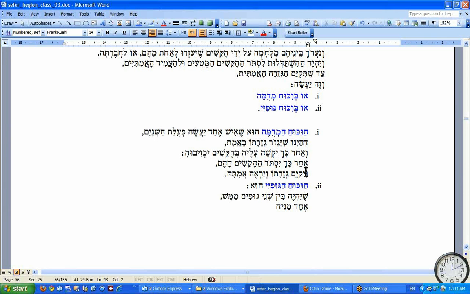Yeah, so it's interesting though that he has to break this up between meduma and gufi. They're really the same thing. It's just a question of whether it's one individual or two individuals.